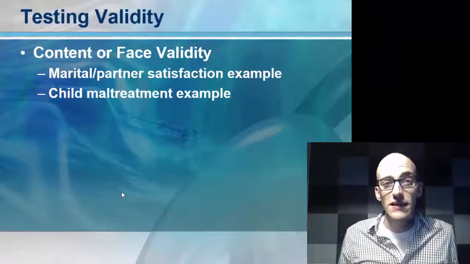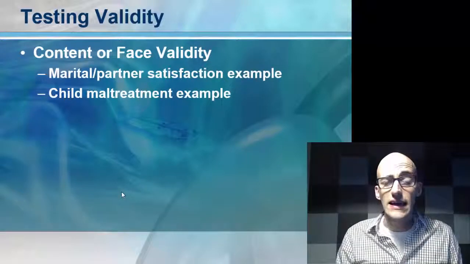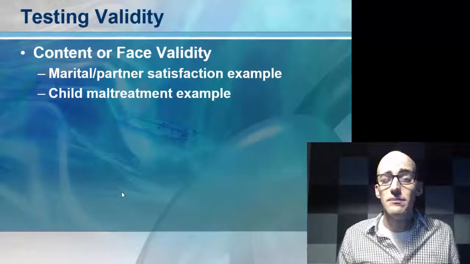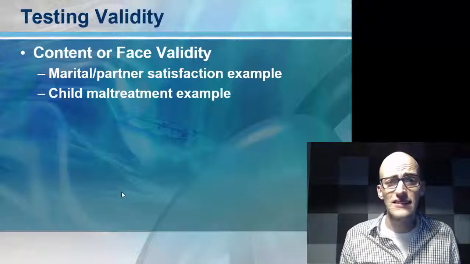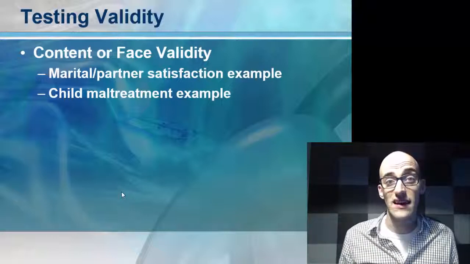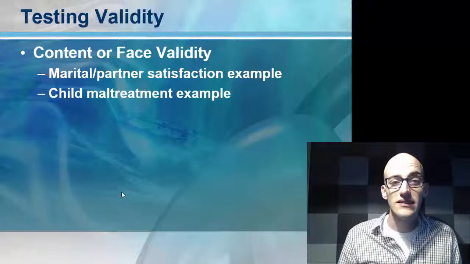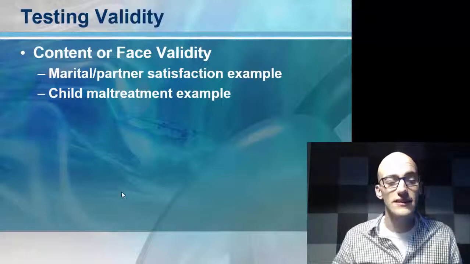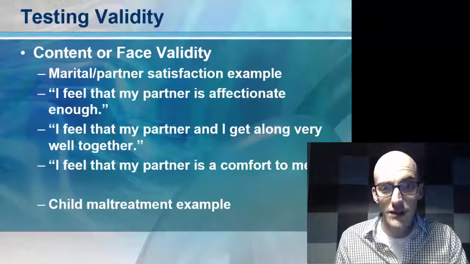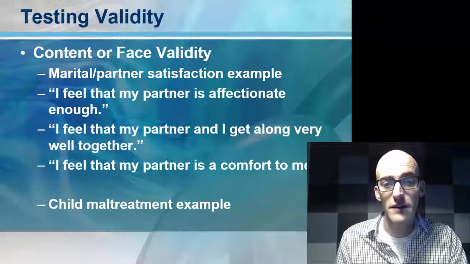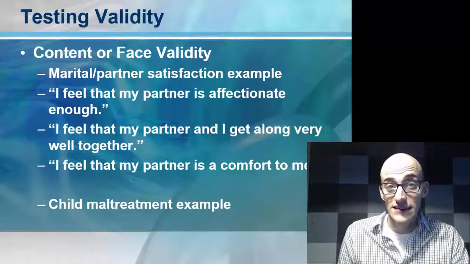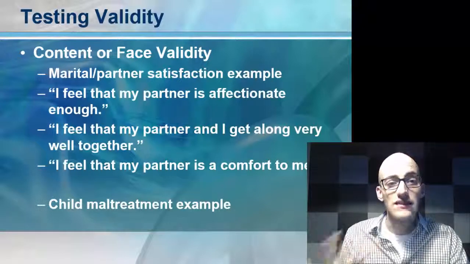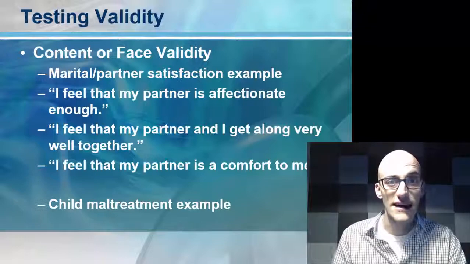So just like with reliability, there's different types of validity. And at the most basic level is face validity. This is exactly what it sounds like, whether or not a measure is valid on its face. So if we're looking at a measure of marital or partner satisfaction, and the questions are: I feel my partner is affectionate enough, I feel that my partner and I get along very well together, and I feel that my partner is a comfort to me, I would say that this looks valid on its face, right? These all look like they're related to marital or partner satisfaction.